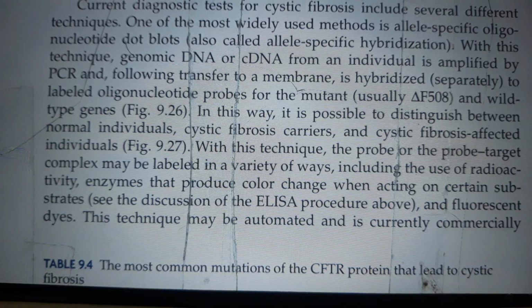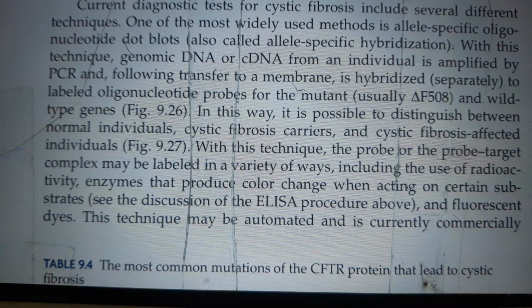One of the most widely used methods is allele-specific oligonucleotide dot plots, also called allele-specific hybridization. With this technique, genomic DNA or cDNA from an individual is amplified by PCR, and following transfer to a membrane is hybridized separately to labeled oligonucleotide probes for the mutant, usually delta F508, and wild-type genes. In this way, it is possible to distinguish between normal individuals, cystic fibrosis carriers, and cystic fibrosis affected individuals.